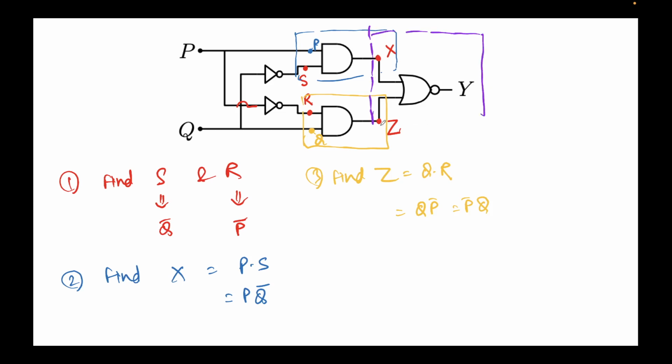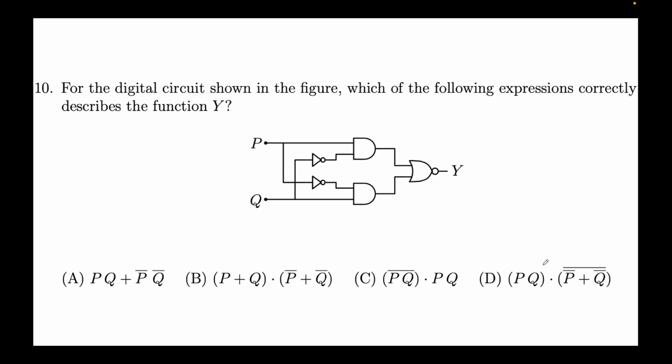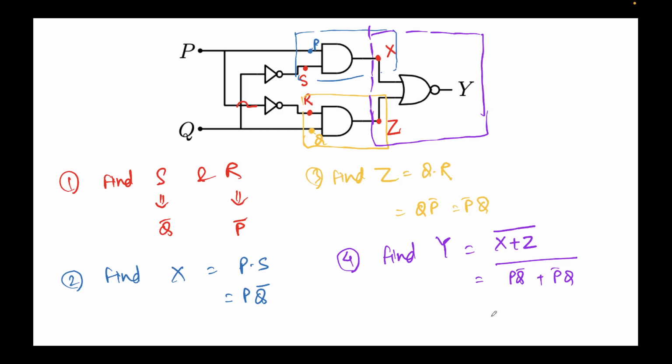Now for the last part, in the purple rectangle, I'll find Y. What is Y? Y is nothing but NOR of X and Z. I'll write that in negation form, X plus Z whole bar. So the X value is P Q bar, plus the value of Z is P bar Q, whole bar. Let's see if this is an option. Okay, we have to simplify this. So let's apply DeMorgan's law, let's simplify this before.